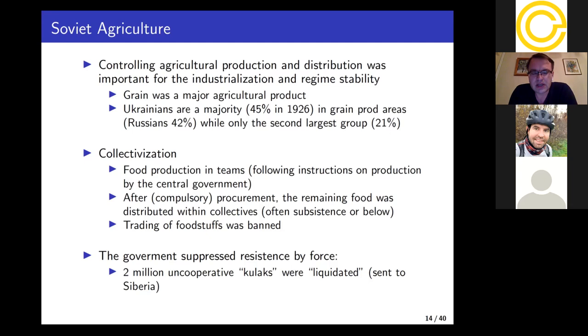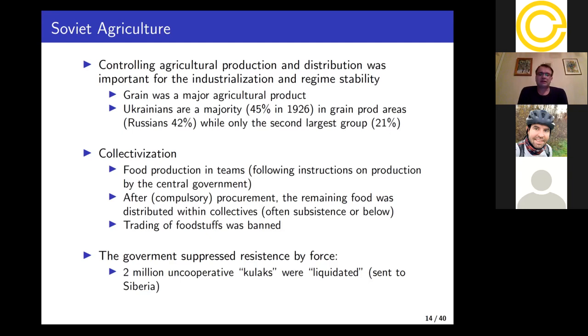The solution to control agriculture was collectivization. Under collectivization, food production was organized in teams. These teams had to follow instructions on production from the center issued by the central government. Once harvest happened, first the government compulsorily procured a particular amount of grain, and what remained was distributed within these teams, within these collectives. It's important to underline that trading of foodstuff was banned. So at least in the early 30s, government tried to control all grain production and distribution in the country.